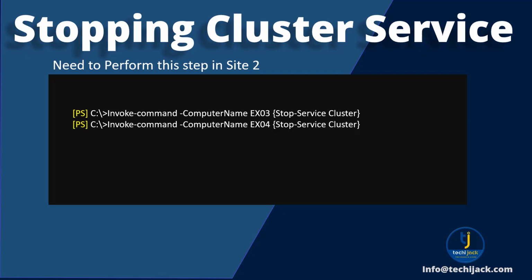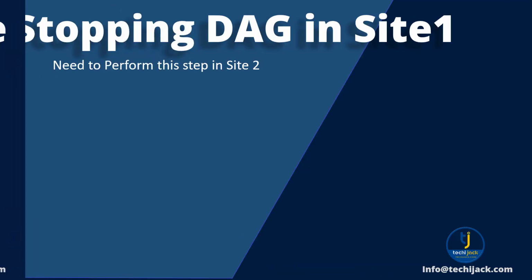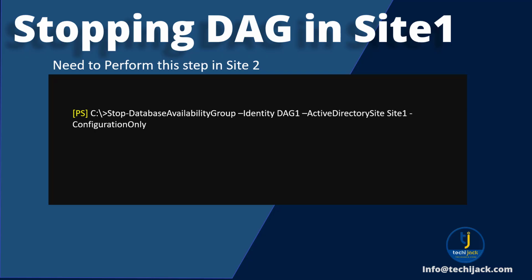Now we have to mark the site 1 database availability group as being stopped. And you know that as they are in offline state, we can only make that change in the Active Directory. So in order to do that, I will run this command: Stop-DatabaseAvailabilityGroup -Identity DAG1 -ActiveDirectorySite site1 -ConfigurationOnly. Here you can use your DAG name and your Active Directory site name.